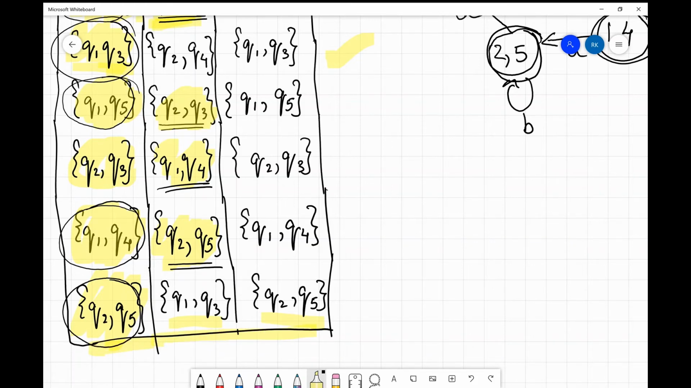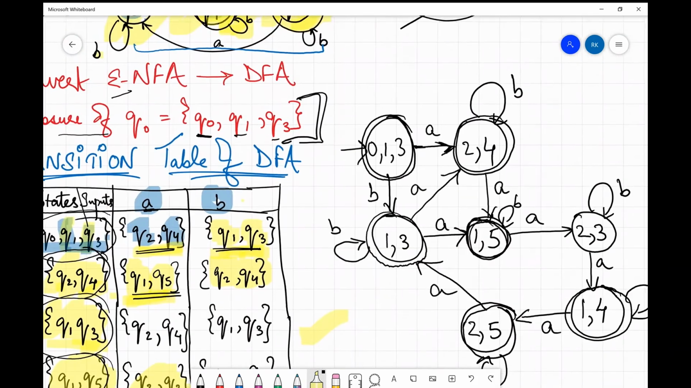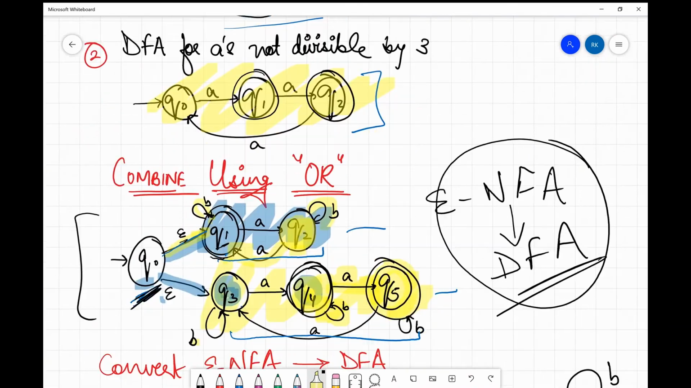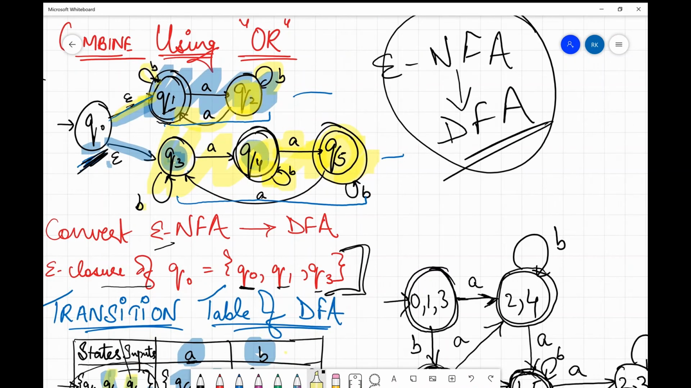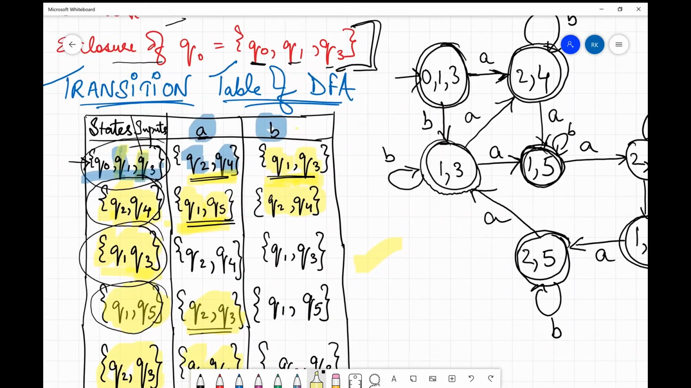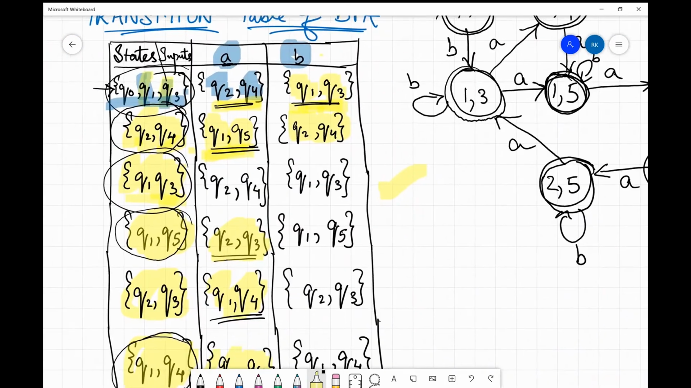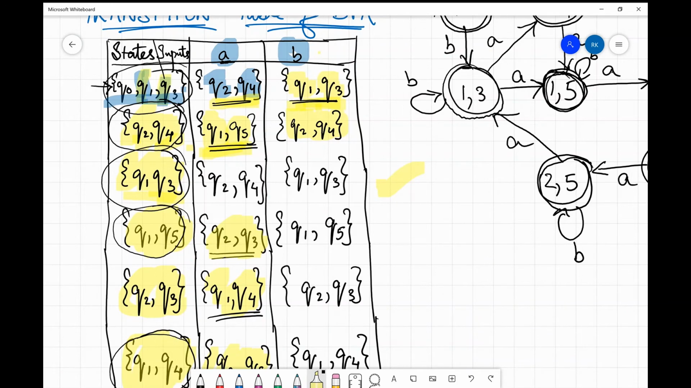Now, which are the final states out of them? The final states are the ones which contain the final states from our e-NFA. Now, which are the final states in our e-NFA? They are Q1, Q4 and Q5. So the states in our DFA which contain Q1, Q4 or Q5 will become our final states. Q1, Q4, Q5, so this becomes our final state.